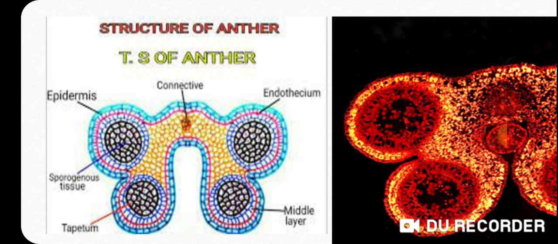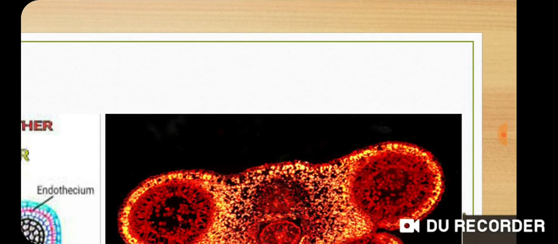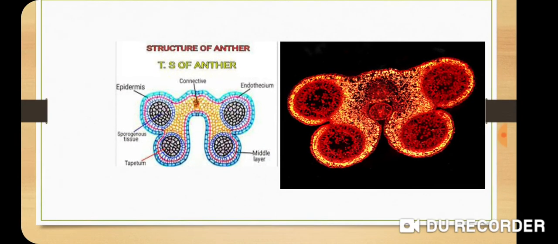The fourth one is the tapetum. Tapetum is the innermost layer of the anther wall. It develops from the primary parietal layer. It is formed beneath the middle layer. It is formed of a single homogeneous layer of cells surrounding the sporogenous tissue. The cells of the tapetum are large, radially elongated, and contain dense cytoplasm and prominent nucleus.